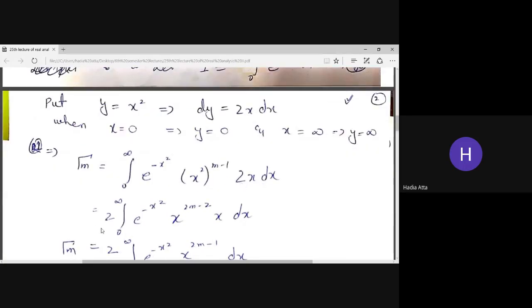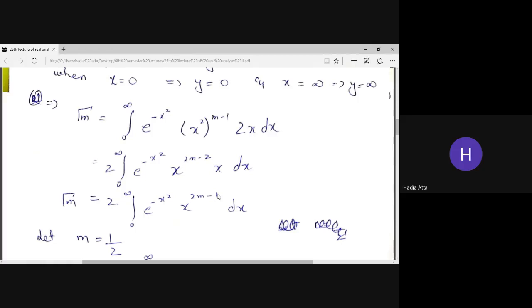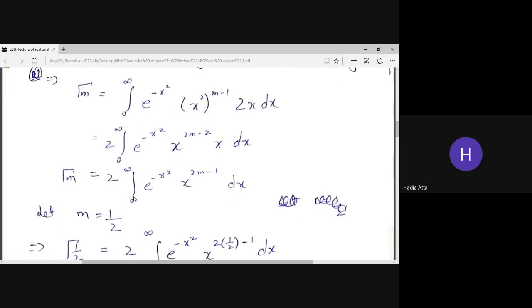So your integration becomes like this. Take 2 common here, and your integration is 0 to infinity e to the power minus x square, x to the power 2m minus 2, and here we have x. So if bases are same, powers will be added, so minus 2 plus 1 will be equal to minus 1. So your integration is like this. Okay, so 2 into integration of 0 to infinity e to the power minus x square, x to the power 2m minus 1 dx.